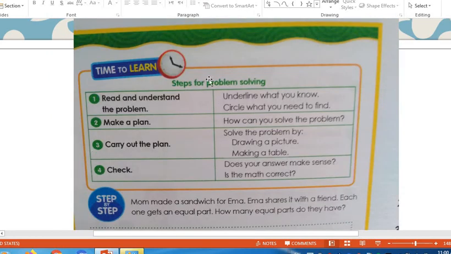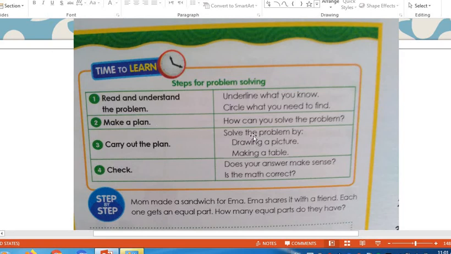Okay, steps for problem solving. This is very important for you, not only in this year, but you will use them in different years. So the steps we begin with: read and understand the problem, underline what you know, circle what you need to find. You can underline what you know and circle what you need to find.